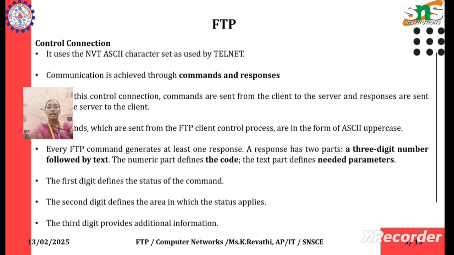A response has two parts: a three-digit number followed by text. The numeric part defines the code. The text part defines the needed parameters. The first digit defines the status of the command. The second digit defines the area to which the status applies. The third digit provides additional information about the particular status.